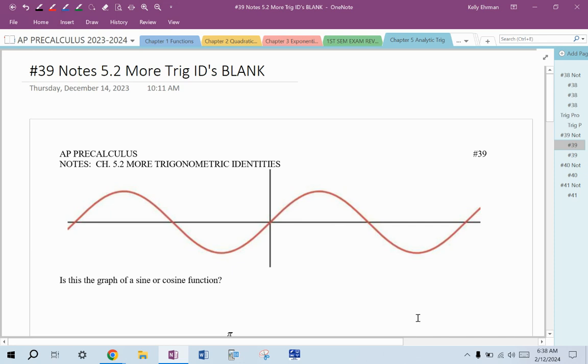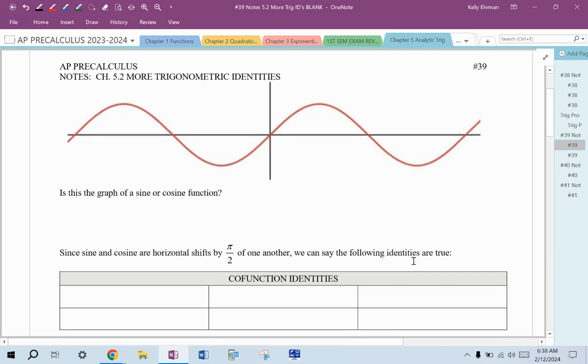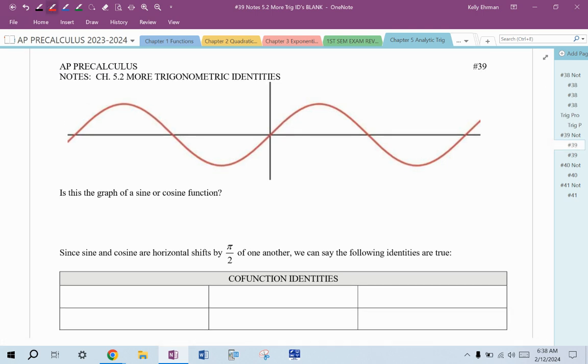In this next section, we're looking at some more trig identities. Going back to last chapter, is this the graph of a sine or a cosine function? So we might be inclined to say sine because it starts on the midline at the origin and goes up. But remember, we wrote all of those sinusoidal equations saying, well, this could be a sine function if I start here, or I could look at it as a cosine function that's been shifted to the right or shifted to the left and reflected. So the answer is that it's both.